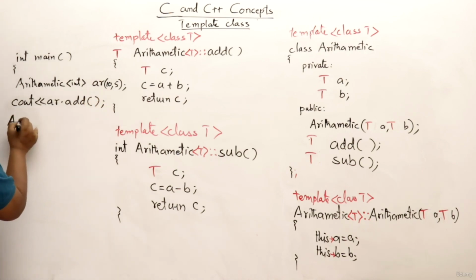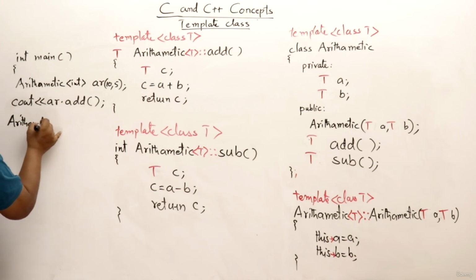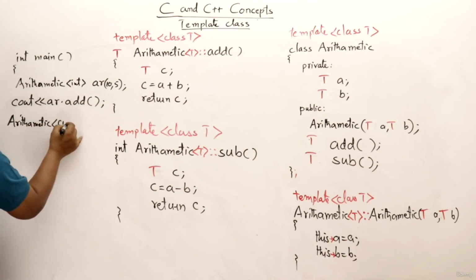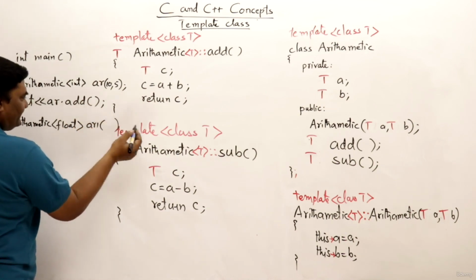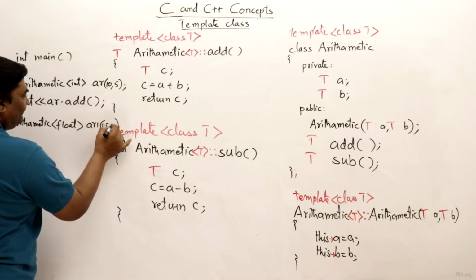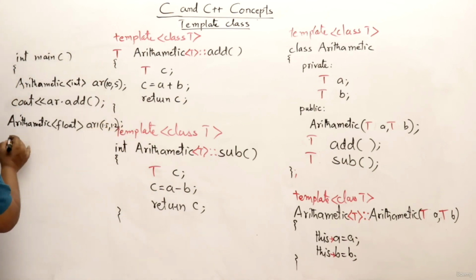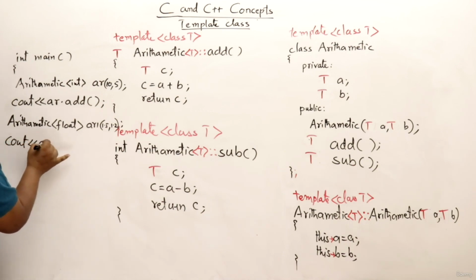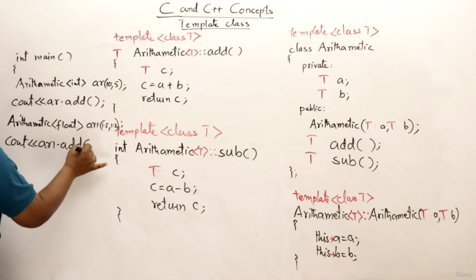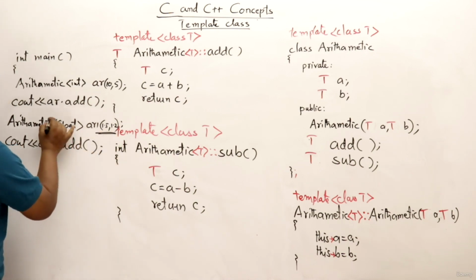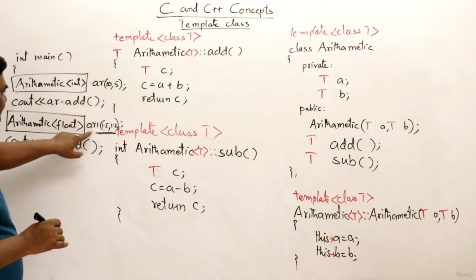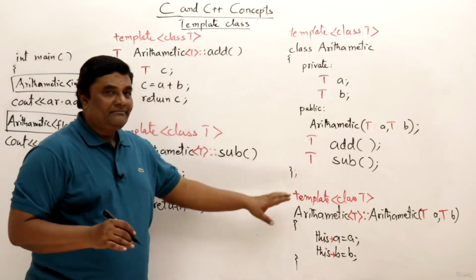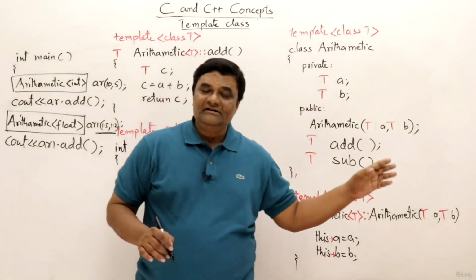Now if I want a float class, then again make an object of this and give a parameter as a float, and here I will give it as AR1 and pass the parameters like 1.5 and 1.2. These are the float values. Now cout AR1 dot add, this will give me addition of these two float numbers, right? Because the parameter is float type. Here the parameter is integer type. So here the object will be integer and here it will be float. For this one, everything will become float. Wherever I have written T, that will become float.